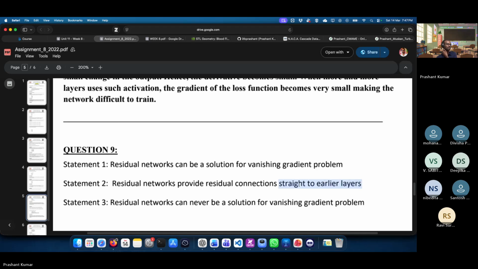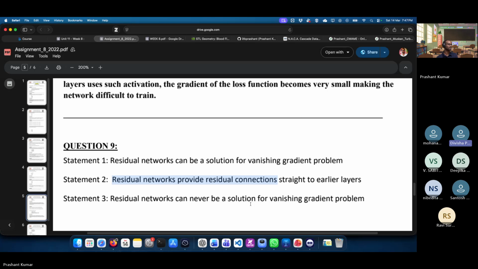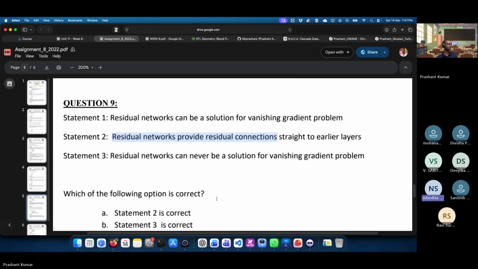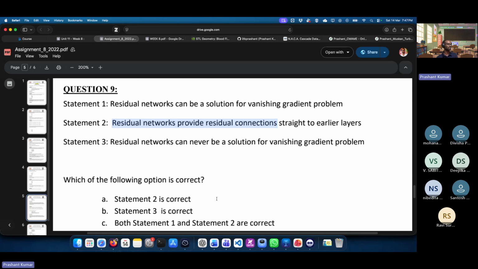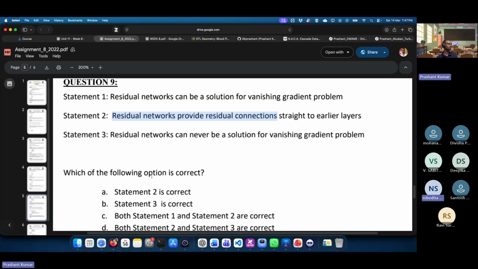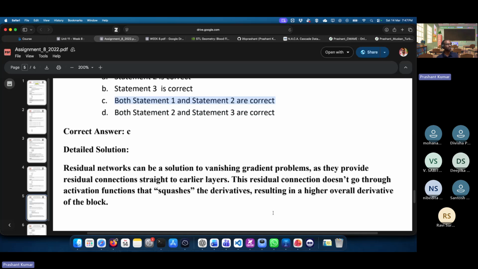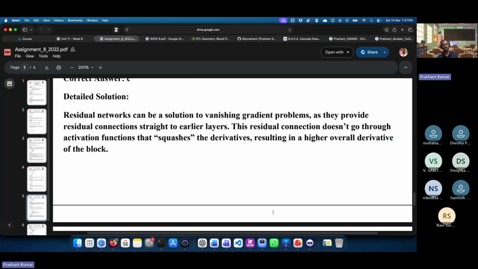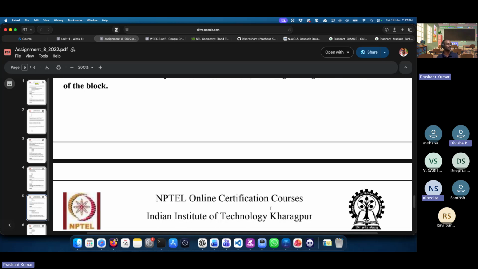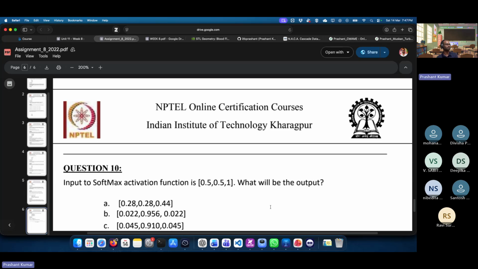So option 2 is also correct. The third says a residual network can never be the solution to the vanishing gradient problem, so this is incorrect. Option 3 is wrong, it is contradicting. So options 1 and 2 are the correct ones. Now even without studying, you can imagine the network in your mind, which is really a good sign.